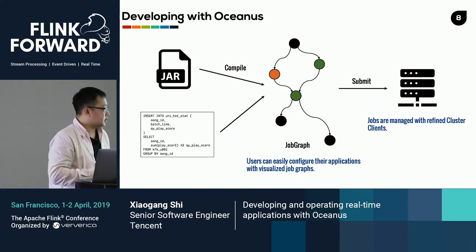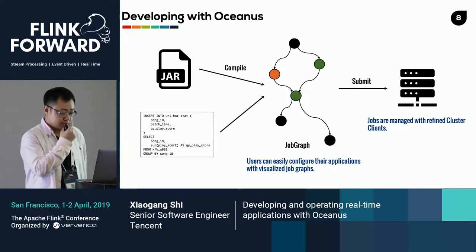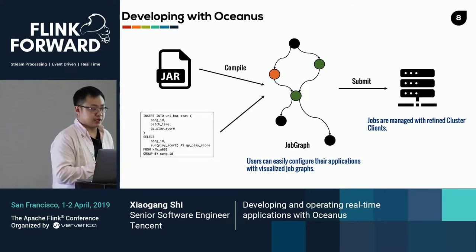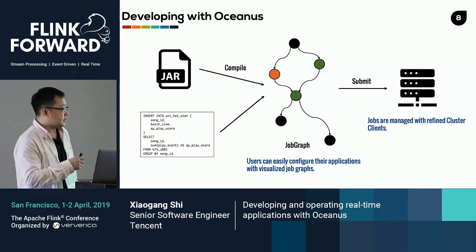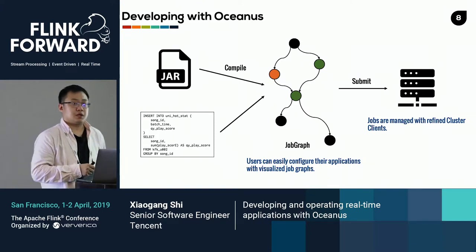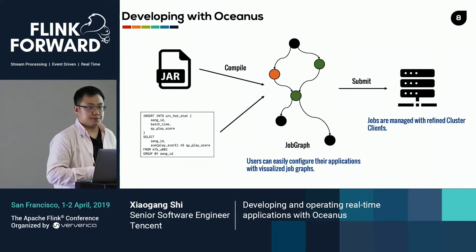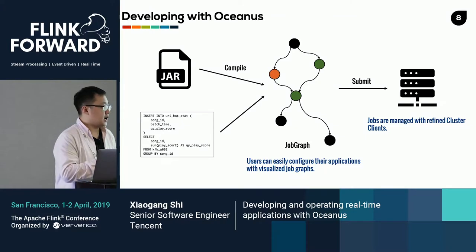To allow the efficient submission of jobs and the management of the job life cycles, we bypass the front end of Flink and submit the jobs with refined cluster clients. It allows us to easily obtain some useful information like the application identifier of the YARN jobs.